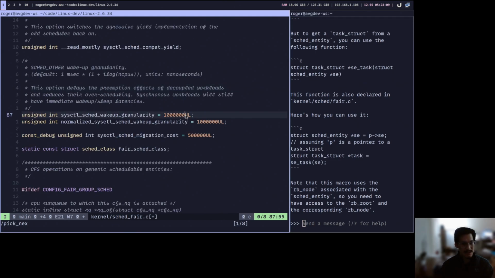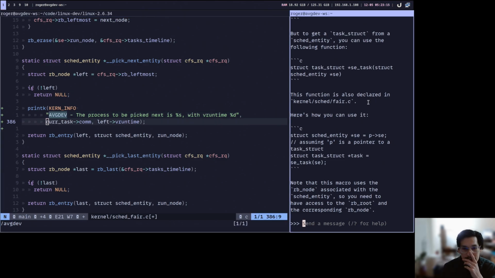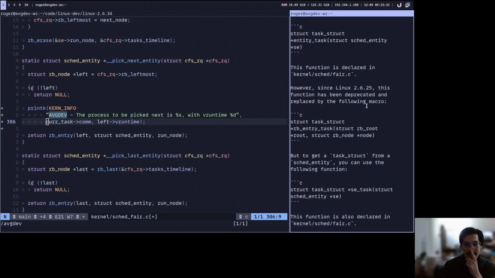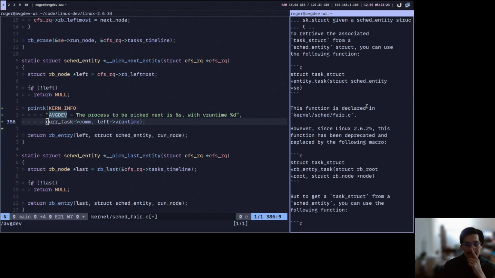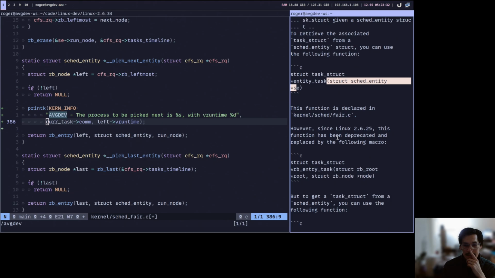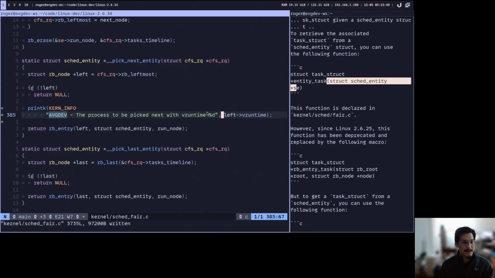Forget it. You know what? Let's just do this. Okay, let's just do this. I know that you can do some pointer crazy math to do this, but entity task. Why does this say that it's deprecated? Okay, that's fine. You know what? Let's just do this for now, and then let's figure it out. Let's get some confidence.